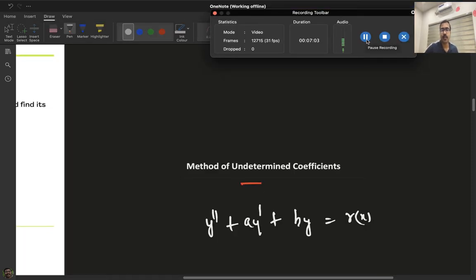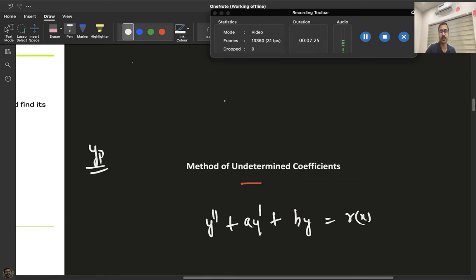Now we'll discuss the method of undetermined coefficients. As I told you, it is not applicable everywhere, only for certain types of functions. It is more like a guessing game. Let me give you an example. The idea here is to find the particular solution yp.